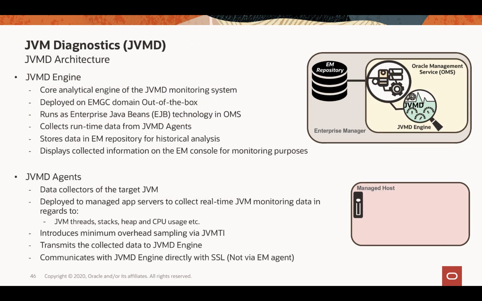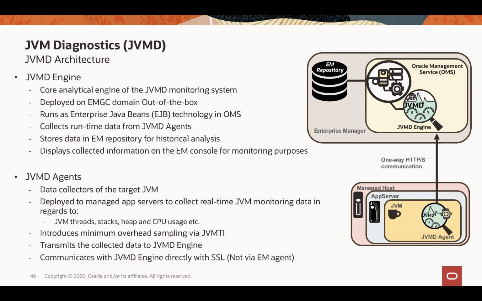Let me briefly show you the JVMD architecture. At a high level, JVMD consists of the JVMD engine, which is the core analytical portion of the JVMD monitoring system, and JVMD agents, which are the data collectors of the target JVM. And JVMD agents are deployed inside the managed application servers and collect real-time JVM monitoring data. The collected data is transmitted to the JVMD engine directly using SSL. So this is a high-level picture of how JVMD works behind the scenes.